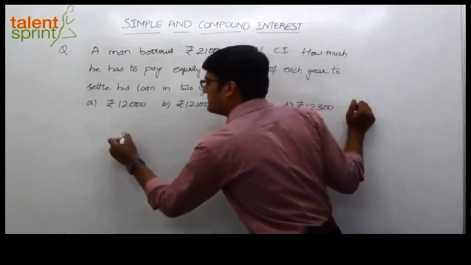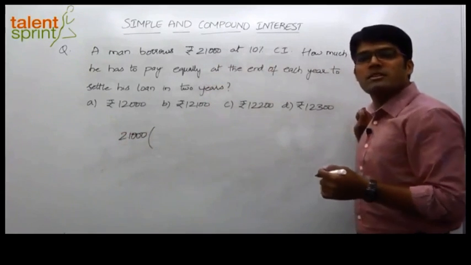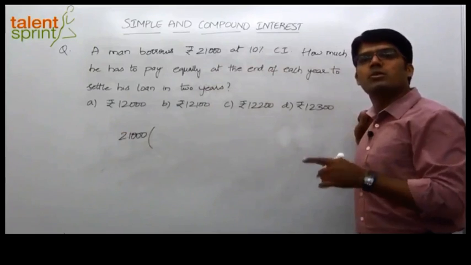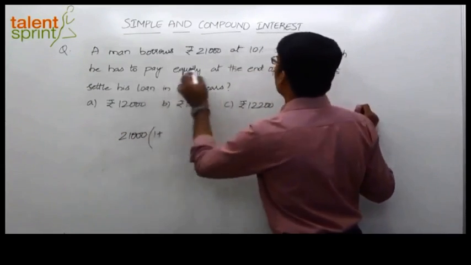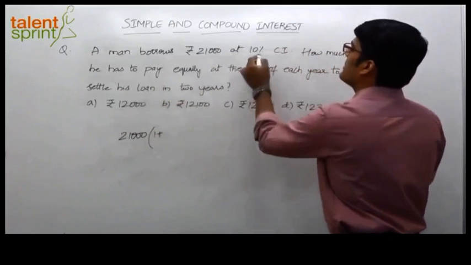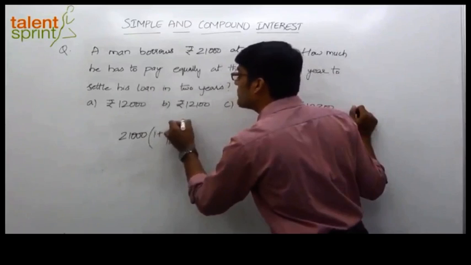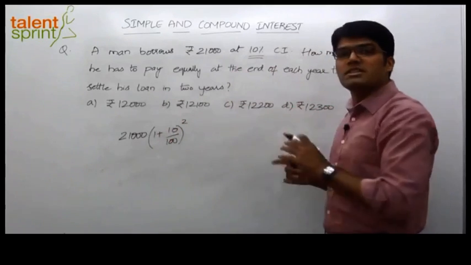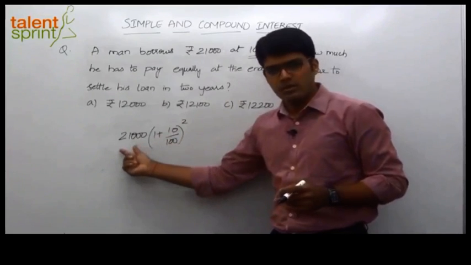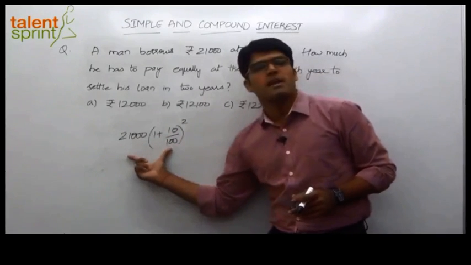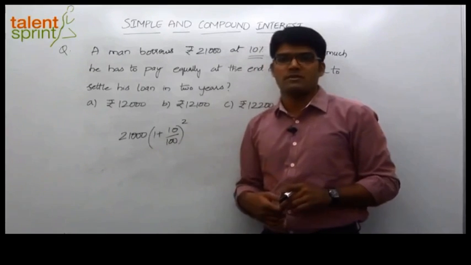See, 21,000, total amount formula. What is the amount formula? P into 1 plus R by 100 whole to the power of T. So 21,000 into 1 plus R, 10, right? Where is that? 10% compound interest. 1 plus R by 100 whole to the power of 2. This is the total amount which he has to pay in 2 equal installments. Yes or no? 21,000 will become 21,000 into 1 plus 10 by 100 whole to the power of 2. It becomes the total amount in 2 years. This has to be paid in 2 installments.